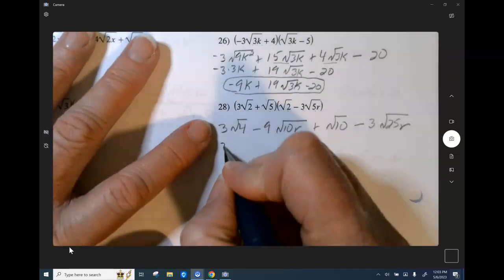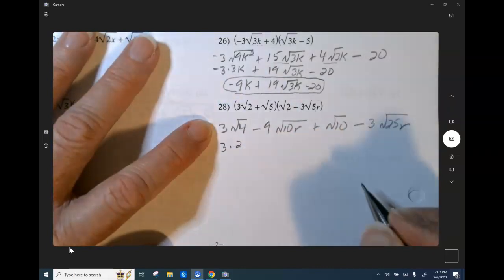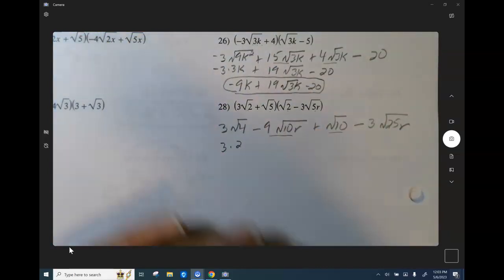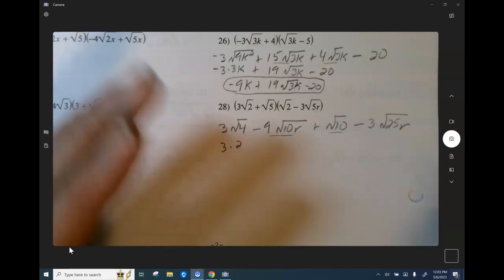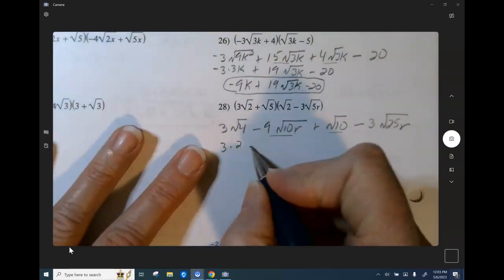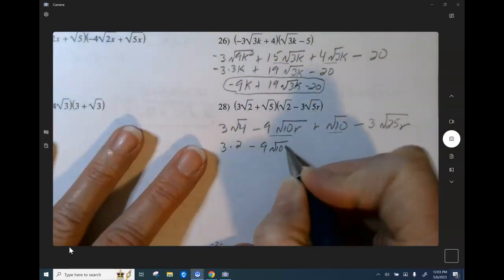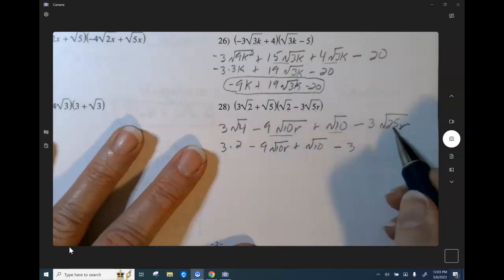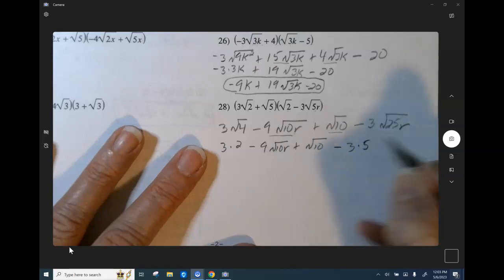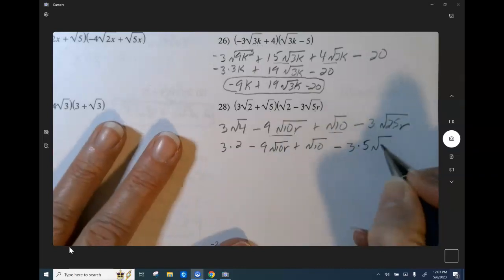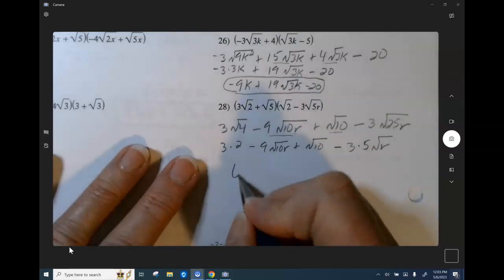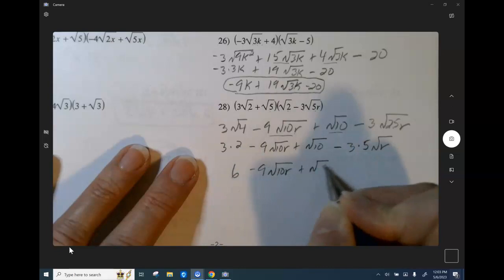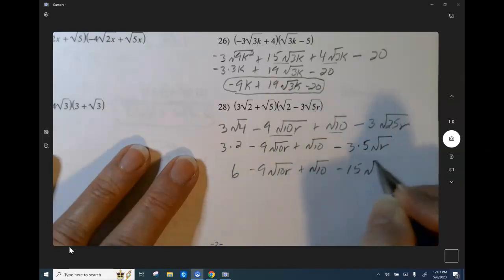Okay, so now I'm going to get 3 times square root of 4 is 2. These look like they're like terms, but are they? Nope, because this one has an r and this one doesn't. So you can't do anything with that right now. So that's minus 9 square root 10r plus square root 10 minus 3, I can take the square root of 25 and get a 5, and I have an r left underneath. So I have 6 minus 9 square root 10r plus square root 10 minus 15 square root r.